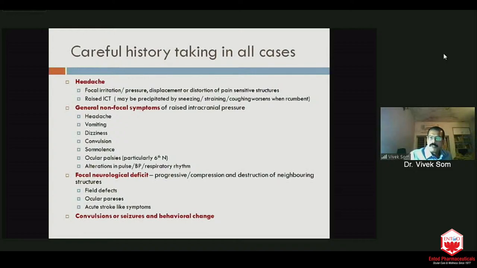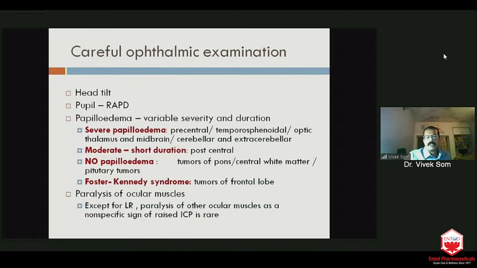Convulsions, seizures, and behavioral changes. So we can spare a little bit more time in patients with headache and field changes. On careful examination, we should give special attention to head tilt. Pupil many a times holds the key to the diagnosis along with the disc edema.